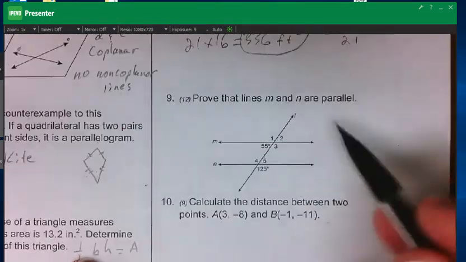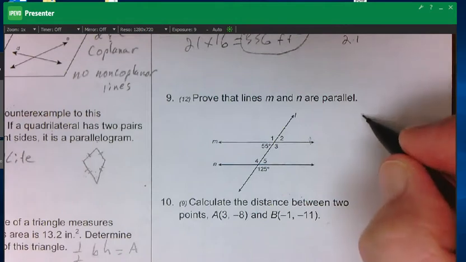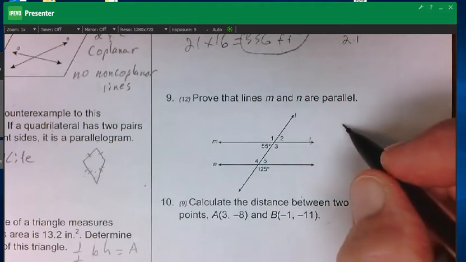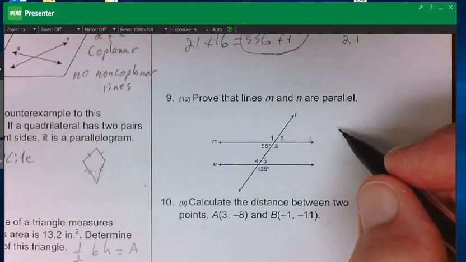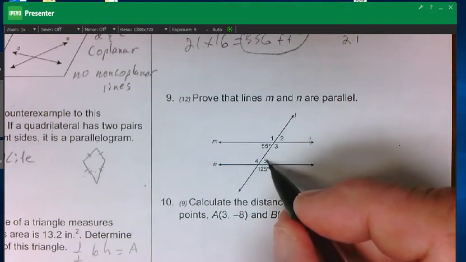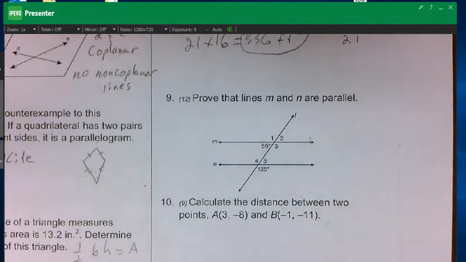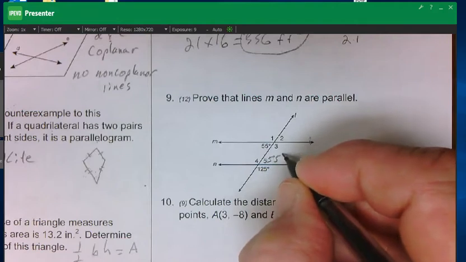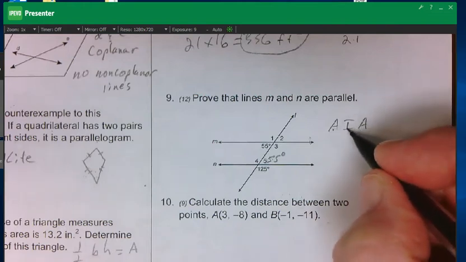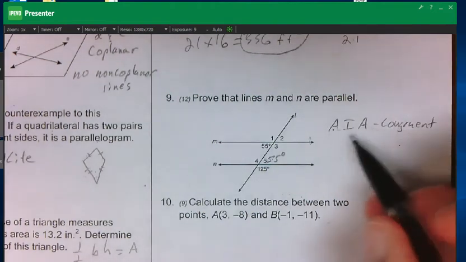Number 9, I want to prove that again. We're proving lines parallel. So we need either congruent alternate exterior angles, congruent alternate interior angles, congruent corresponding angles, or supplementary same side interior angles. I see here I've got 125. I know that these two are a linear pair, so subtracting 125 from 180 is going to give me 55. I also now see that I have alternate interior angles that are congruent. So I've used that theorem to prove that these are parallel.